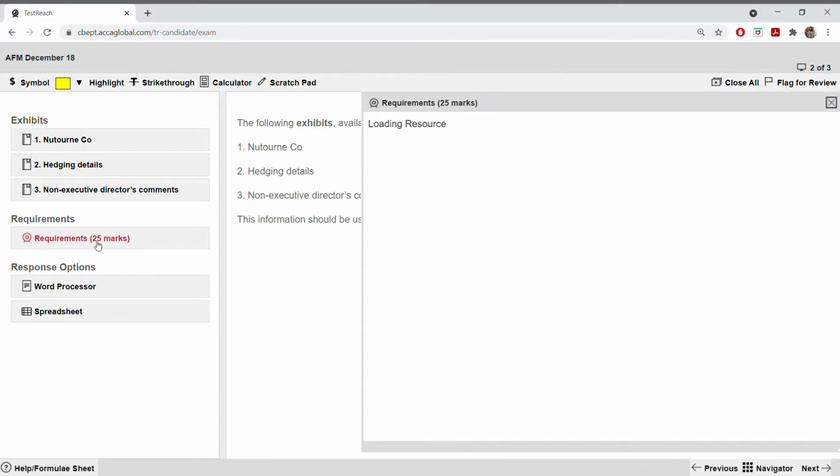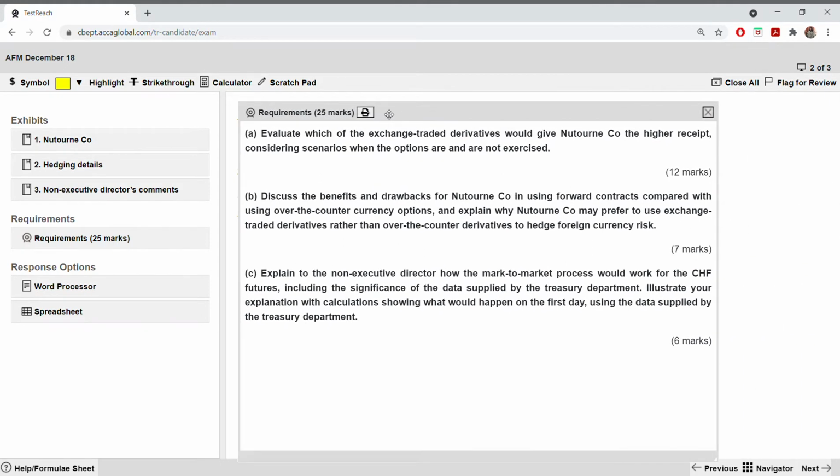Okay, so now I'm going to go through the requirements. So first requirement, I'm going to solve part A. Part A says that using the exchange traded derivatives, evaluate which of the following will give the higher receipt, when the options are and are not exercised. Please understand the question. Evaluate which of the exchange traded derivatives would give the company the higher receipt, considering scenarios when the options are and are not exercised. So you have to do one where you have exercised the option, and you have to compare the other scenario where you have not exercised the option.